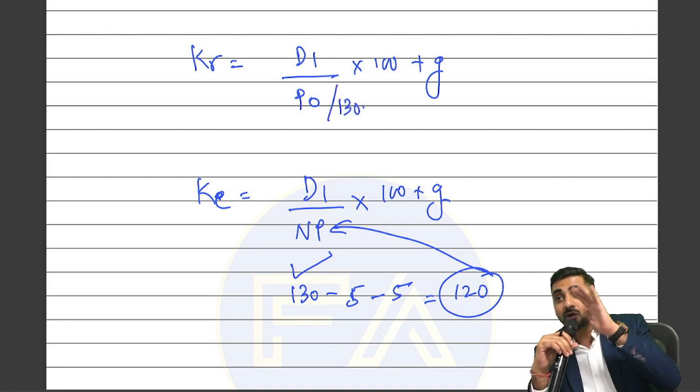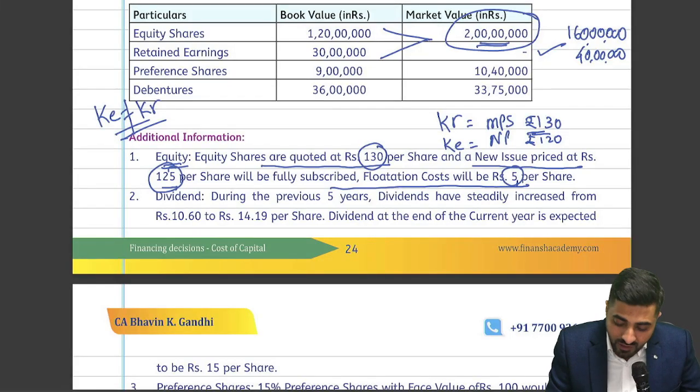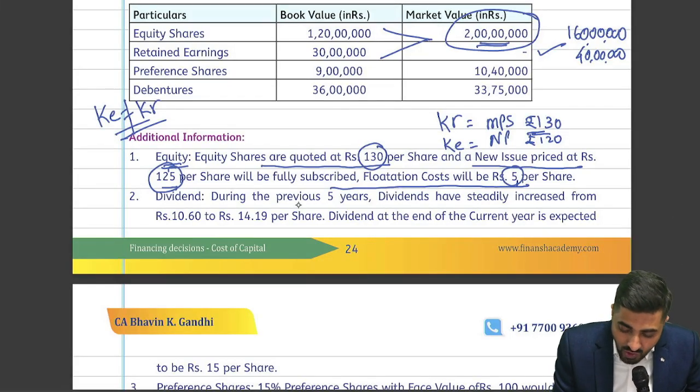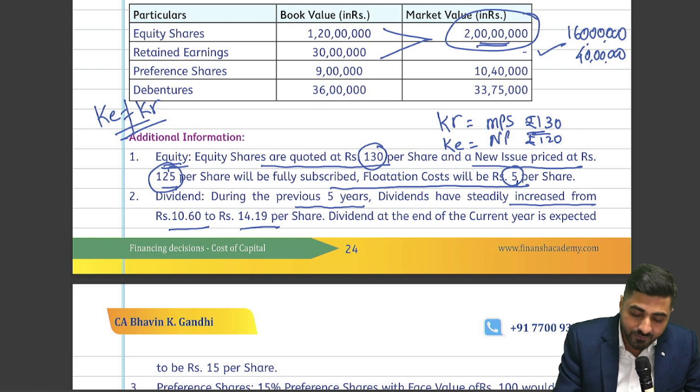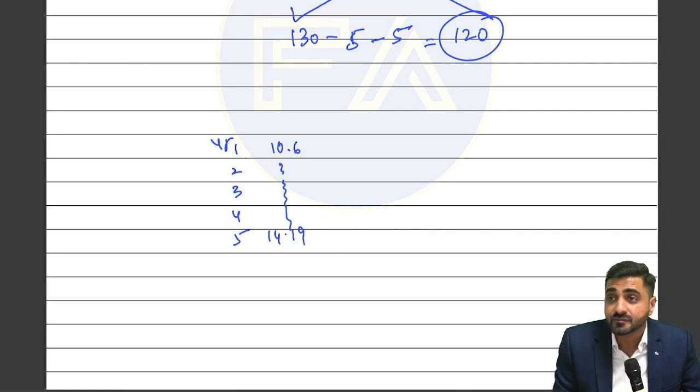Okay, are you guys trying to understand this? Okay. Now, please tell me, how will you calculate? Listen to this. During the previous 5 years, dividends have been steadily increased from 10.6 to 14.19. Dividends have been increased from year 1, 2, 3, 4, 5 from 10.6 to 14.19. Have they given you at what rate? They have not given.